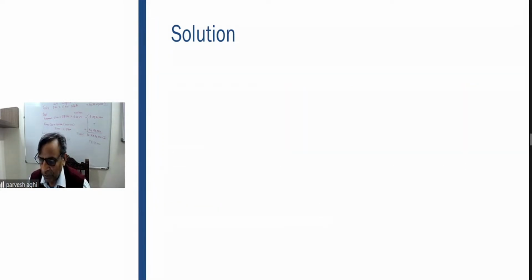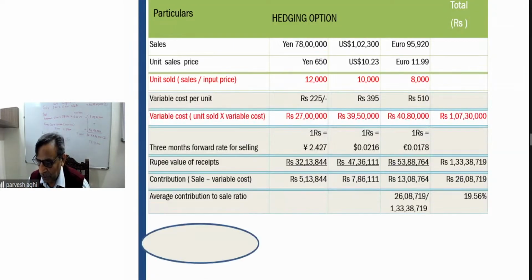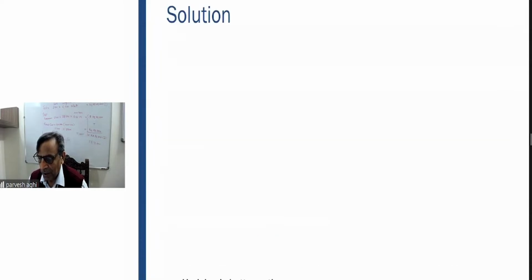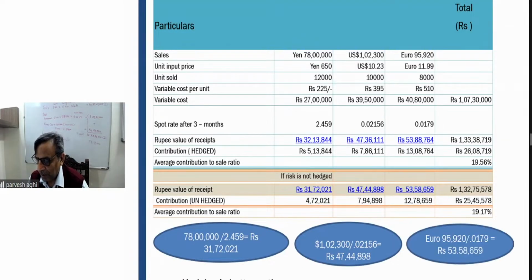If he has to make a choice, the choice was supposed to be made on the contribution basis. In the CA question, it was to be done on contribution. So on an overall contribution basis, of course, he should go for hedging as the better option. But if you have to single out yen, US dollar and euro, we find yen and euro have depreciated, whereas the US dollar has appreciated. So if he doesn't hedge in terms of US dollar, it will be better. If he has to do micromanagement, he should hedge the yen and euro risk and leave the US dollar risk unhedged.